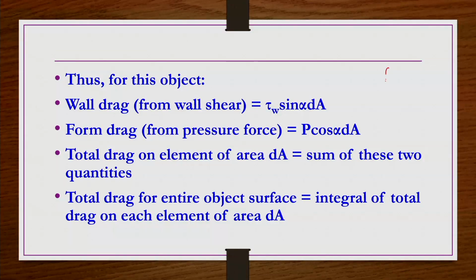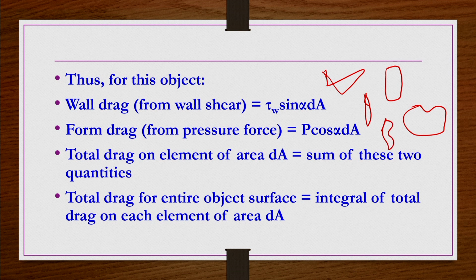Okay. So, as I mentioned, if you have an object like this, your expressions may be different. If you have an object like this, your expressions may be different. If you have a needle-like object, or irregular particles like this, all of them are going to evolve different expressions for the form drag and the wall drag.